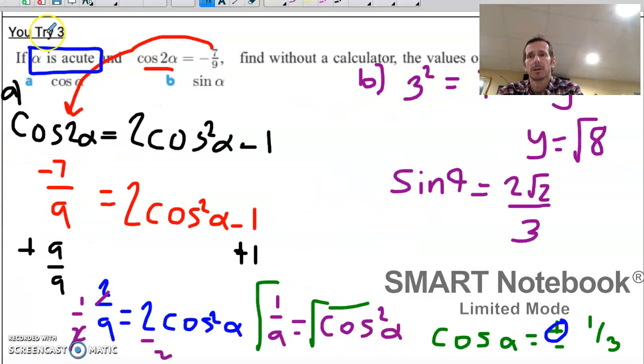And here we go. So again, it's acute, so we only take the positive ones. I do note the double angle is negative 7/9. So again, I add 1. And if I add 1, I get a common denominator, 2/9. Divide by 2 is multiplied by half. So it's really the same process. I get 1/9. I take that square root, which would be plus or minus a third, but I only take the positive one. And then that is my x value.